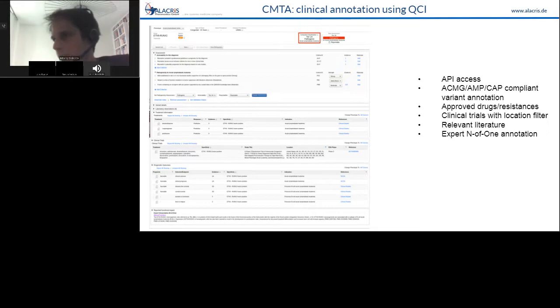And then what I also kind of like, which is a fairly novel feature, is an expert annotation from the company N of 1, which was then acquired by QIAGEN. So they perform manually curated annotations for specific variants. And this is nice if you have a variant which is a bit rare, so you don't have to do any literature search, but get a pre-annotation with the domains and some publications on those variants. And so we use this system as part of our pipeline to get clinical information and therapy information into our reports.